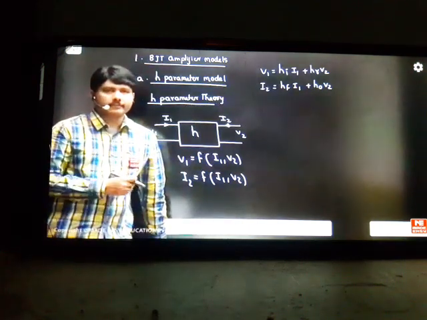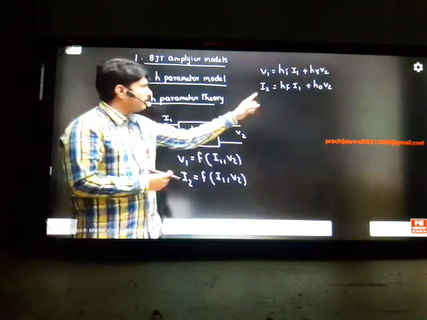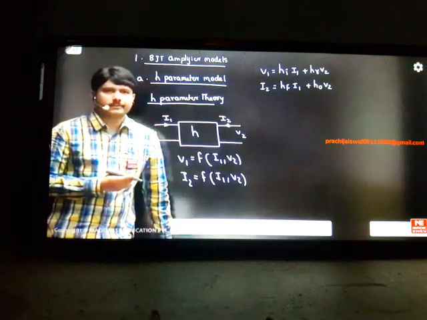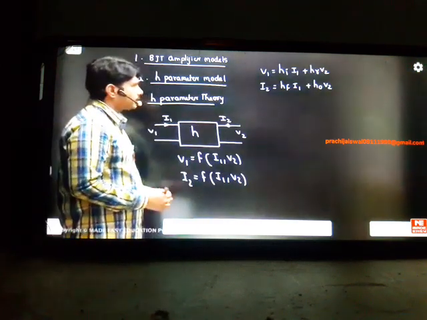First letter is HI I have taken. Second letter is HR. Letter number 3 HF. And letter number 4 is H0. There are 4 letters we have taken. Let us understand what each letter means. What do you mean by those parameters? Which will be used for analog BJT device modeling. So to make that model, first at least, you have to understand the parameters in the equations.